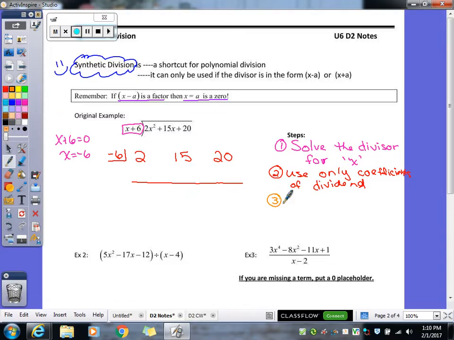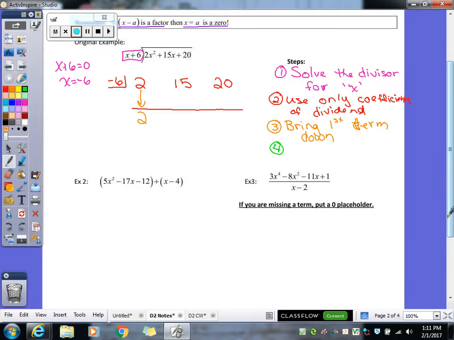So step 3, you always just bring down your first term. So here, we just bring down my 2. First one always just gets brought down. Move this up a little bit. Step 4, you're going to multiply by divisor, then add down. And we repeat step 4 lots of times. Well, however many times we need to.